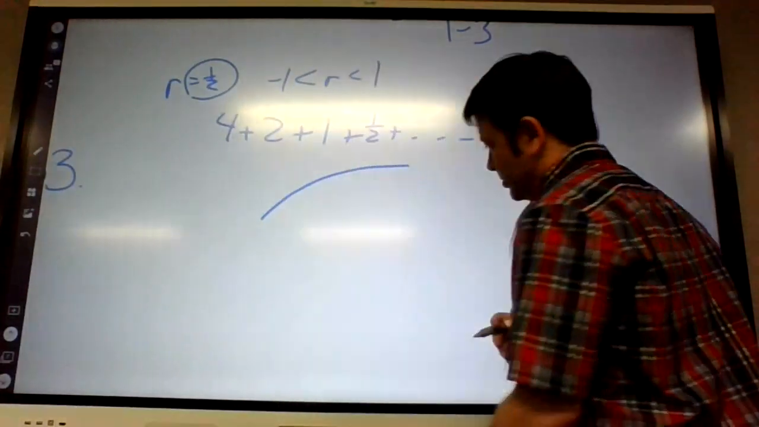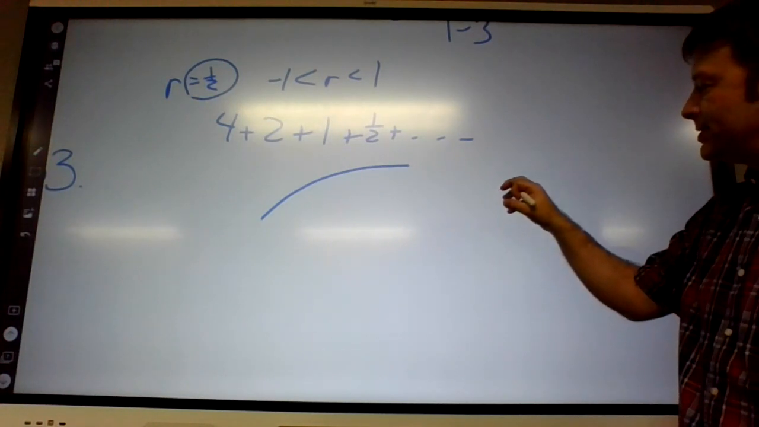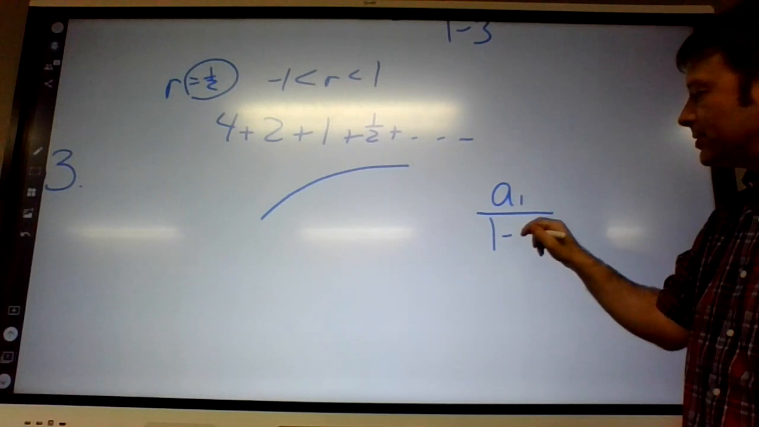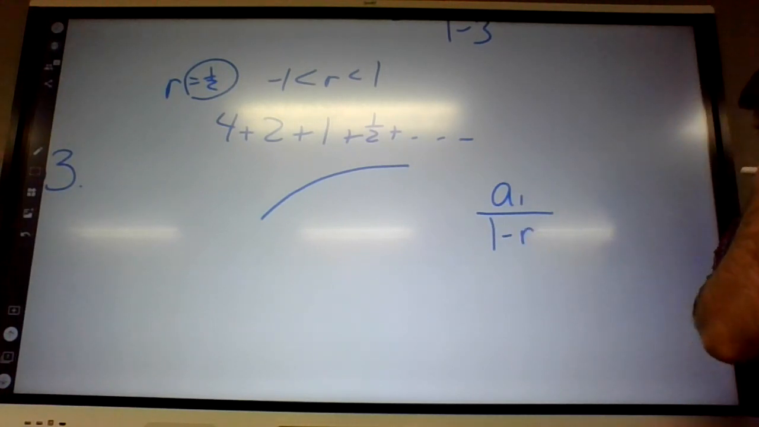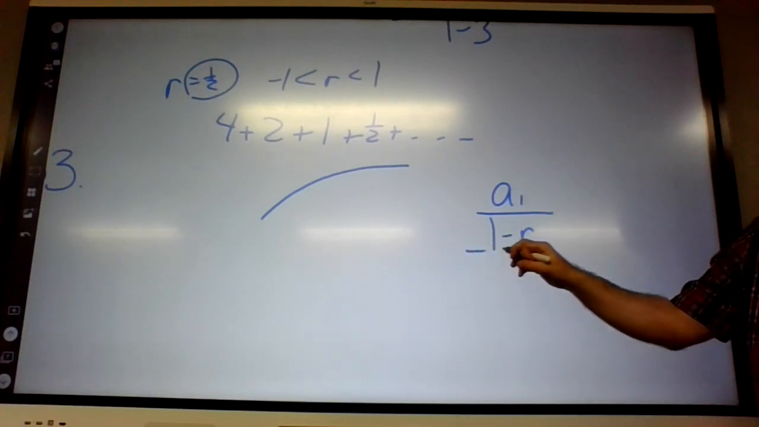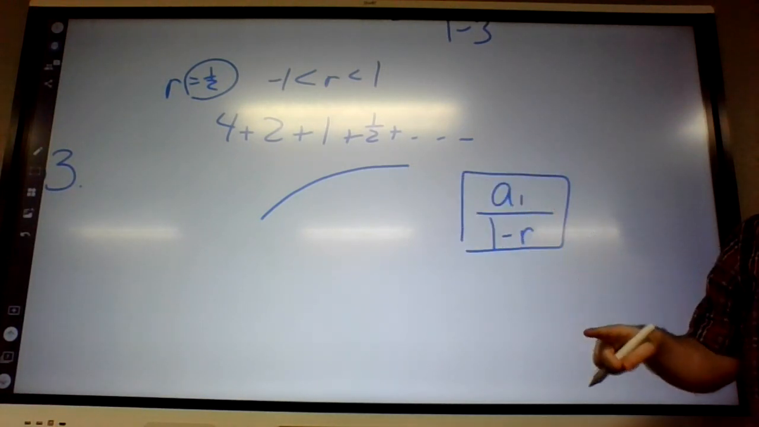Well, there was one more little formula. We got 3 formulas all together. For an infinite geometric series, it's a really tiny formula. It's just this. If it converges, this will tell you what it converges to.